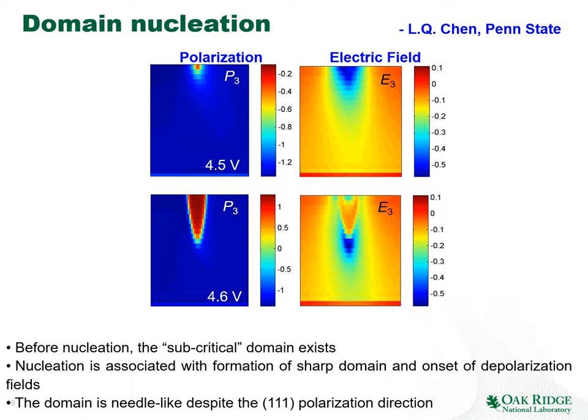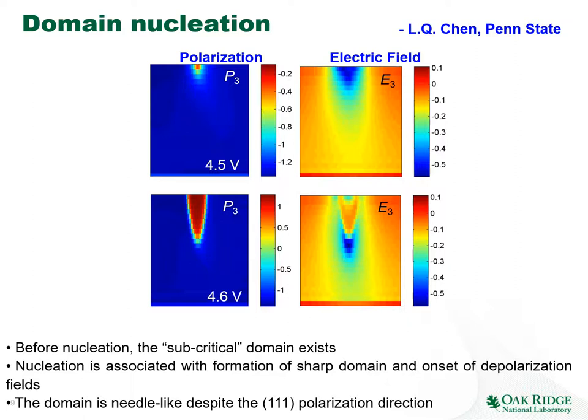And this is the example of the polarization and electric field in the material before and immediately after polarization switching. So notice that the difference between these two images is that here we have 4.5 volts and here we have 4.6 volts applied to the tip. So before switching, we distort our polarization field a little bit. So polarization is -1 here, -0.2 here. And our electric field is basically the negative field of the tip.